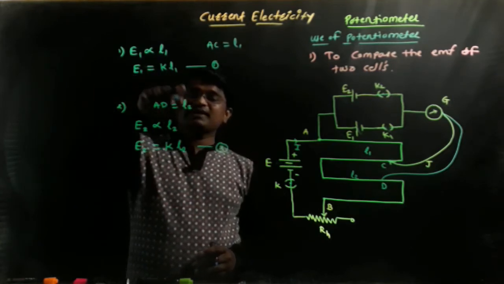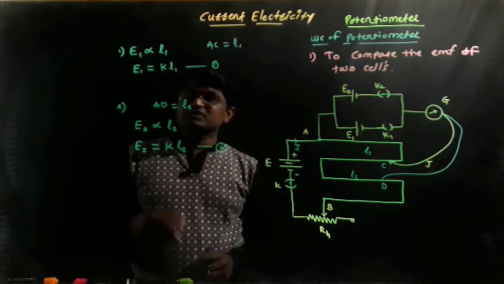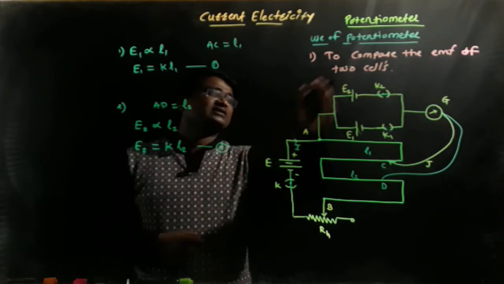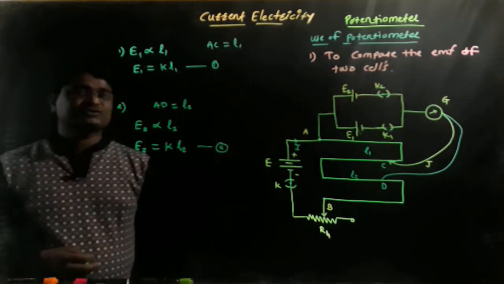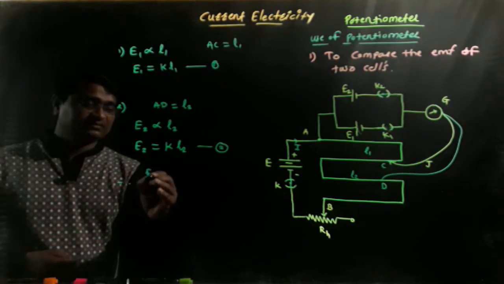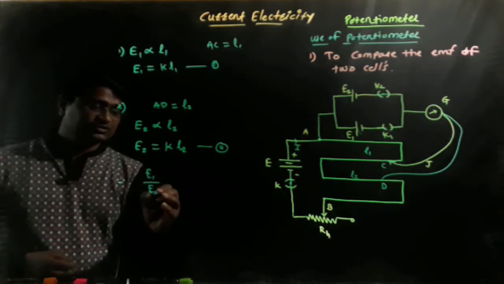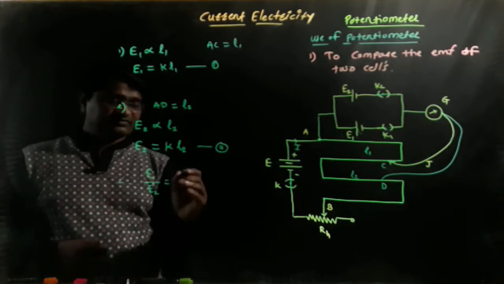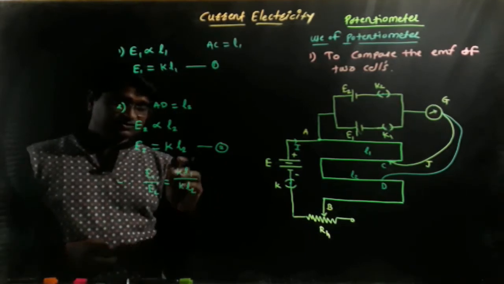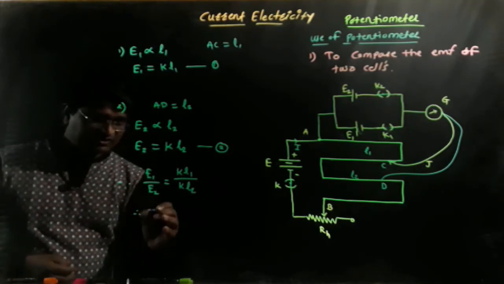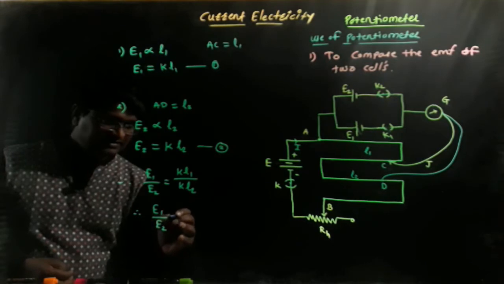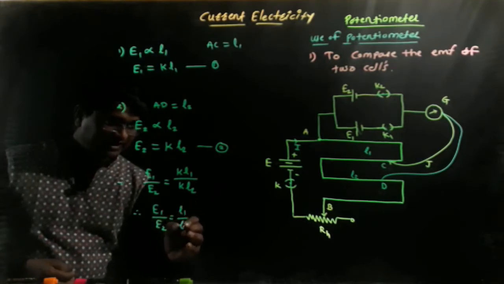So this is equal to KL1 and this is equal to KL2. Dividing equation 1 by 2, we simply compare the EMF of two cells. Therefore, E1 divided by E2 is equal to KL1 divided by KL2. K gets cancelled here, so the remaining E1 divided by E2 is equal to L1 divided by L2.